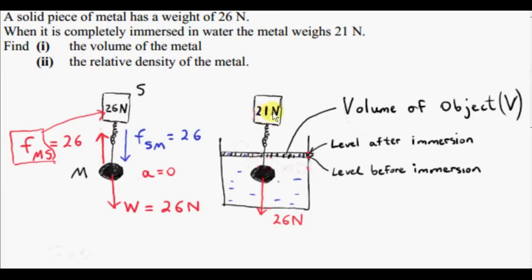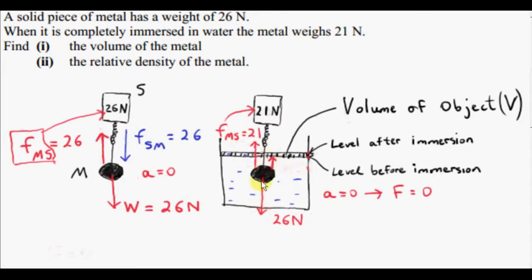Now we said that the reading here is the force on the metal due to the spring. So it's 21 newtons. Now these can't be the only two forces acting on this object because its acceleration is zero. So by Newton's second law, the force on it is zero. If these were the only two forces acting on the object, then the object would accelerate downwards. The resultant force would be 26 minus 21, which is 5 newtons downwards. So there must be a force of magnitude 5 newtons acting upwards.